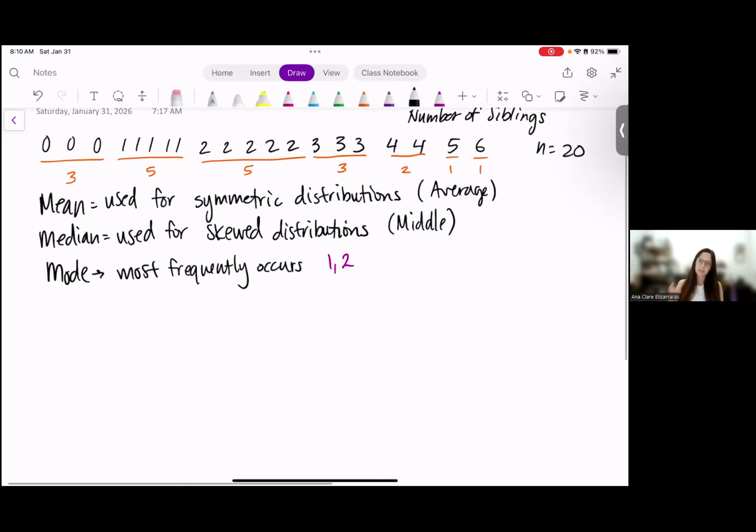The median is the middle number, and remember, you can find the location of the median by taking n plus 1 and dividing by 2. It's not the value of the median, but it is the location.